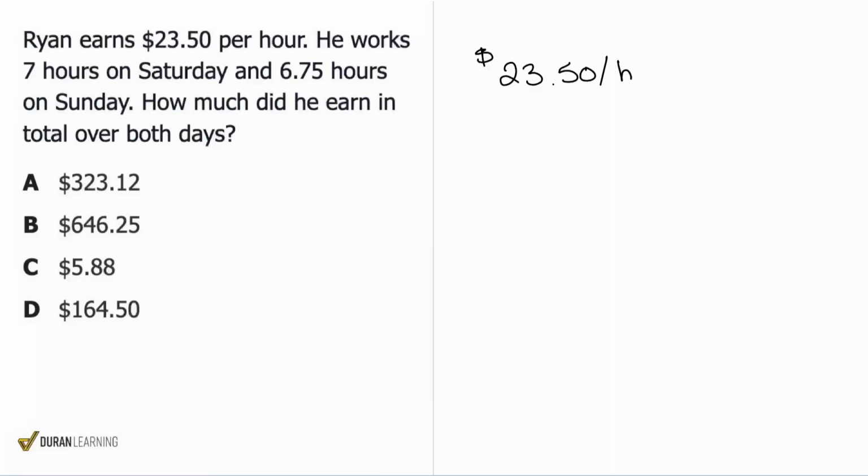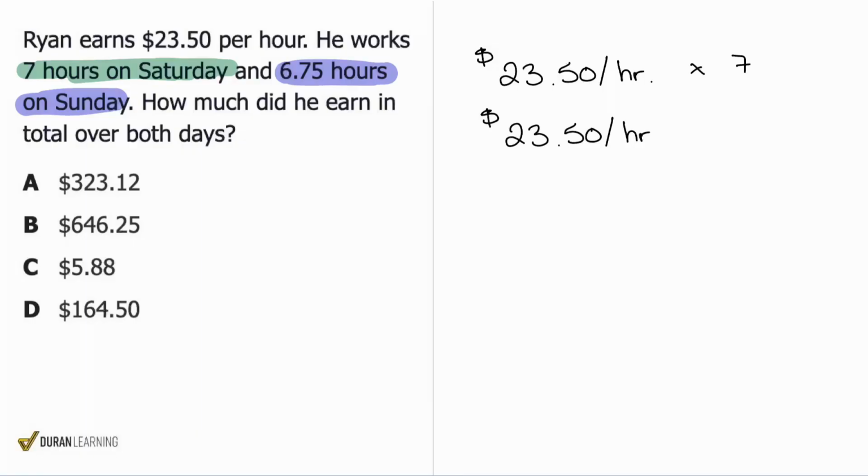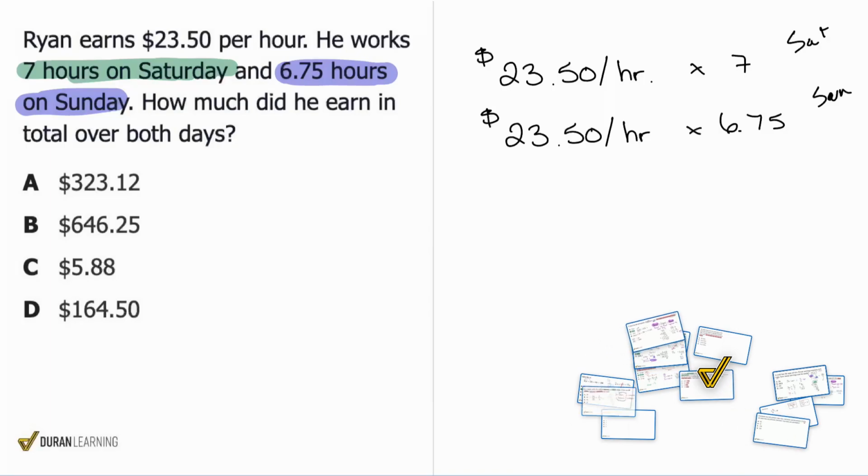$23.50 per hour. And then we see that we have 7 hours logged on Saturday. And then we have 6.75 hours logged on Sunday. So when we take a look at this information here, everybody, one of the ways that we can tackle this problem is, hey, let's take that 23.50 and we can multiply that by the 7 hours on Saturday, and then we can take that same 23.50 and multiply it by 6.75 hours for Sunday. So again, that's Saturday, and here is Sunday.